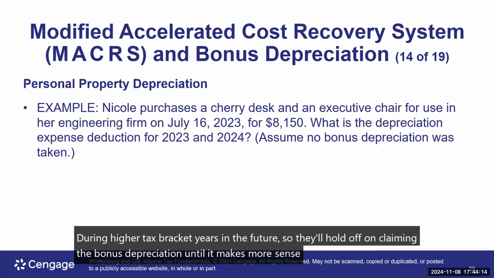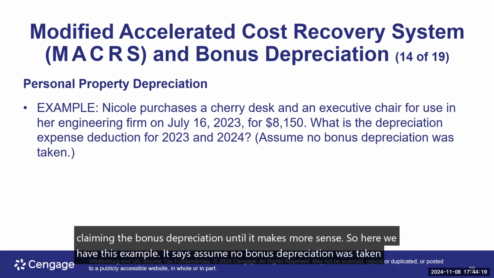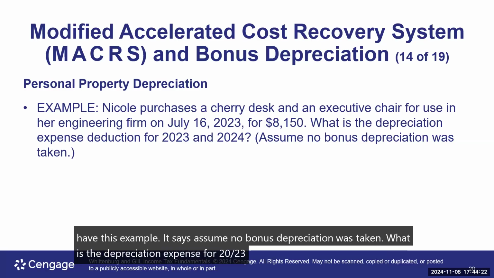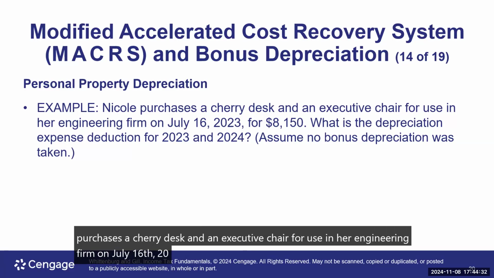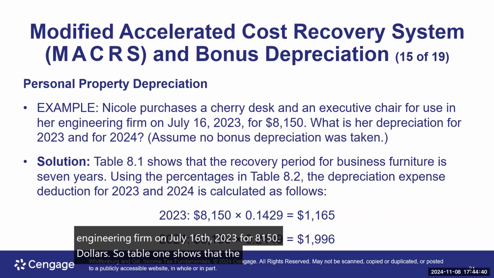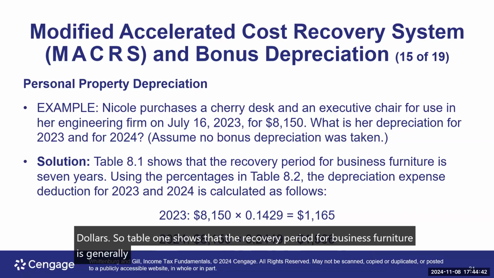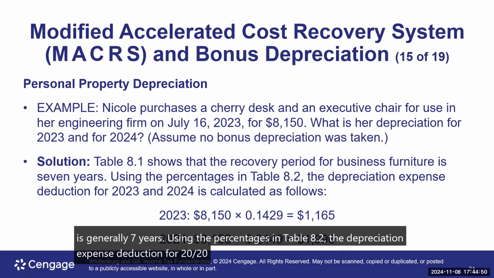So here we have this example. It says, assume no bonus depreciation was taken. What is the depreciation expense for 2023 and 2024? Nicole purchases a cherry desk and an executive chair for use in her engineering firm on July 16th, 2023 for $8,150. Table 1 shows that the recovery period for business furniture is generally 7 years. Using the percentages in table 8.2, the depreciation expense deduction for 2023 and 2024 is calculated as follows.